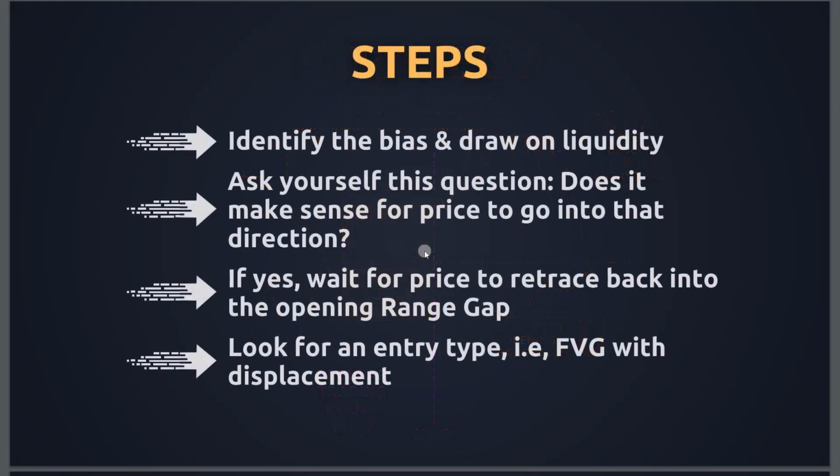So what are the steps for the variation 1? First, we start by identifying the bias and the draw on liquidity. Then you ask yourself this question: does it make sense for price to go into that direction? And what direction? The direction of the opening range gap. If the opening range gap opens up, which means that it's a bullish one, does it make sense for price to still go up above the opening range gap? If yes, then we wait for price to retrace back into the opening range gap, and we look for an entry type, for example, fair value gap with displacement or any other type of entry.